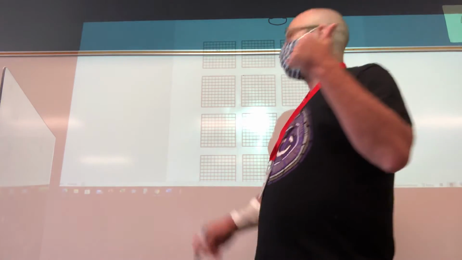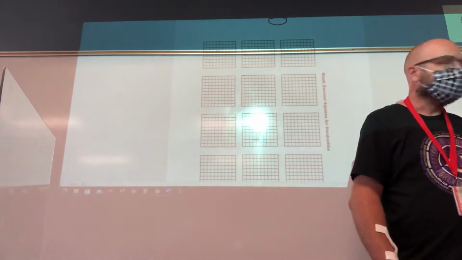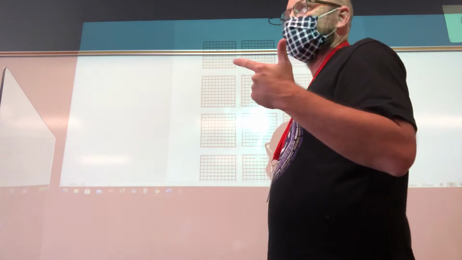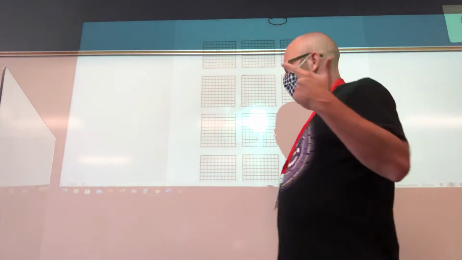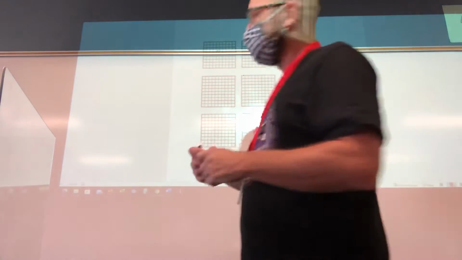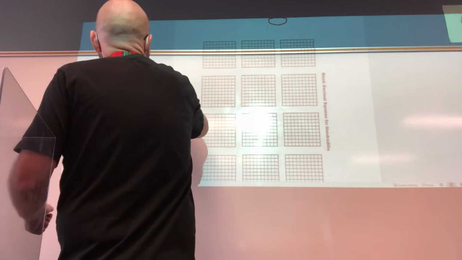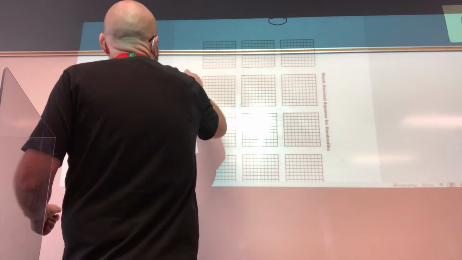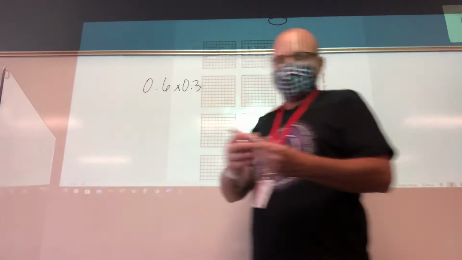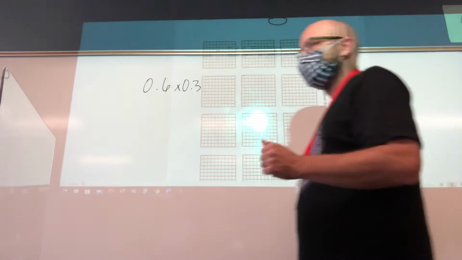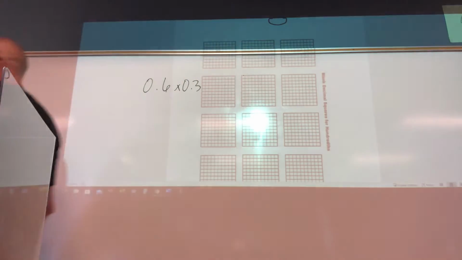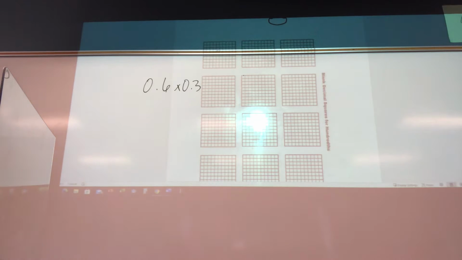So today I'm going to show you the grid, and then I'm going to show you the standard algorithm. The grid and then the standard algorithm. First problem we're going to do, 6/10 times 3/10. So follow along with me on your paper. 6/10 times 3/10.